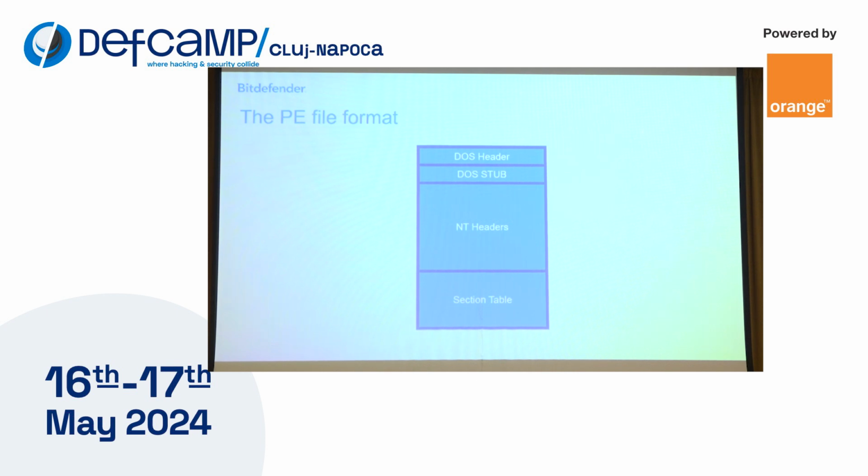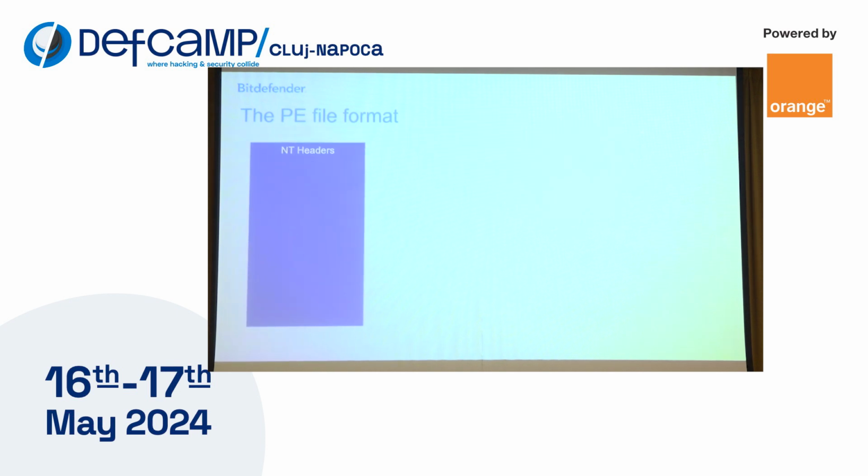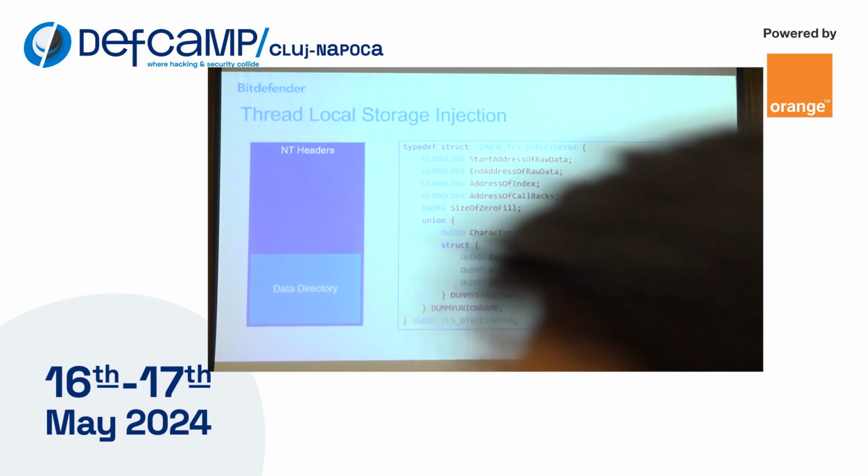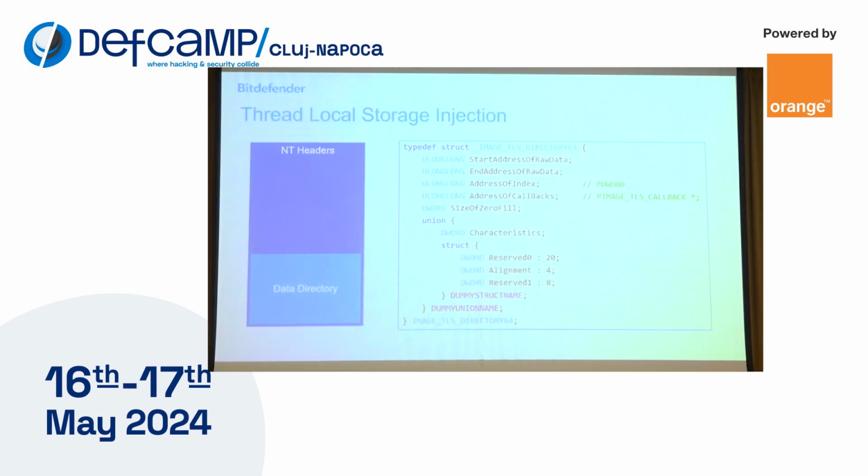Now, we do not care about the DOS header, the DOS stub, or the section table for now. We're interested in the NT headers. Specifically, we're interested in the data directory within this header, because there we can find an interesting directory called the TLS directory, which contains, amongst others, this pointer to the address of callbacks. Now, for a program that uses thread local storage, more specifically thread local storage that actually needs to be properly initialized like a C++ class, this will point to that very pointer.